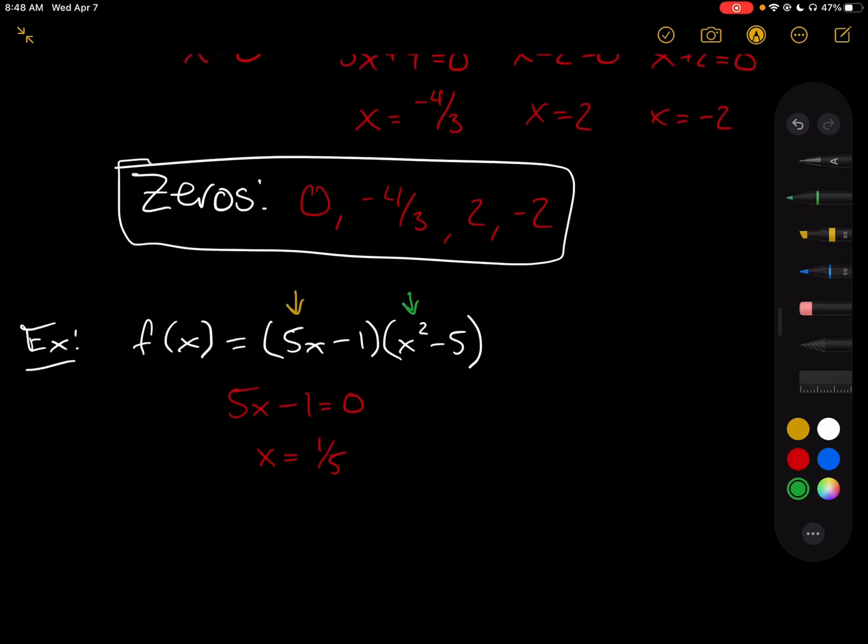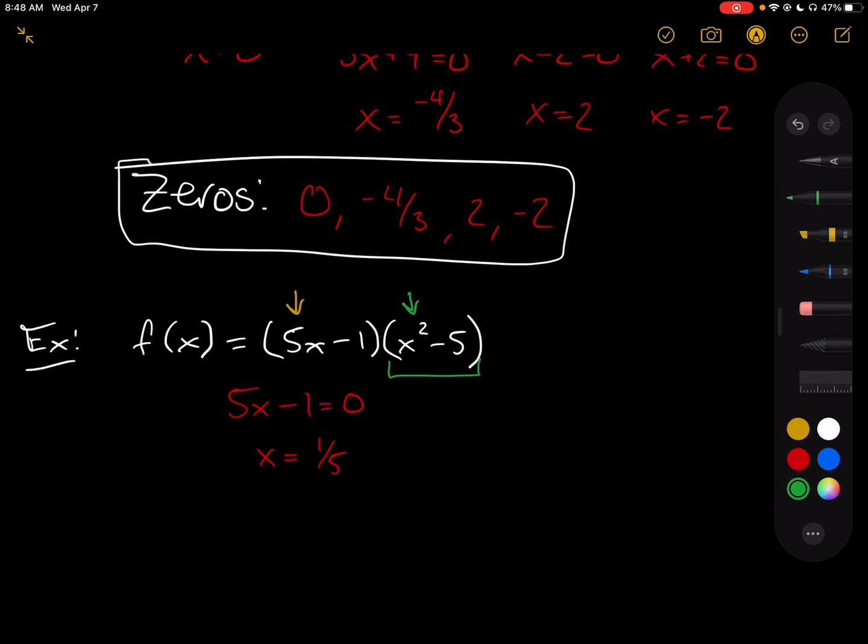For this quadratic term here, we can't find a rational root from it, so we need to solve it using a way we can solve quadratics. A lot of the time, if this is 3 terms, it's going to be the quadratic formula or completing the square, usually the quadratic formula, because that's kind of our go-to.